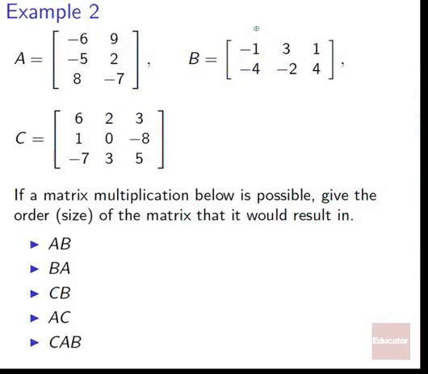Next example, A is this matrix, B is this matrix, C is this matrix. If a matrix multiplication below is possible, give the order, the size of the matrix that it would result in. So we've got AB, and to do that, the first thing we're going to have to talk about is what each one of these sizes is.